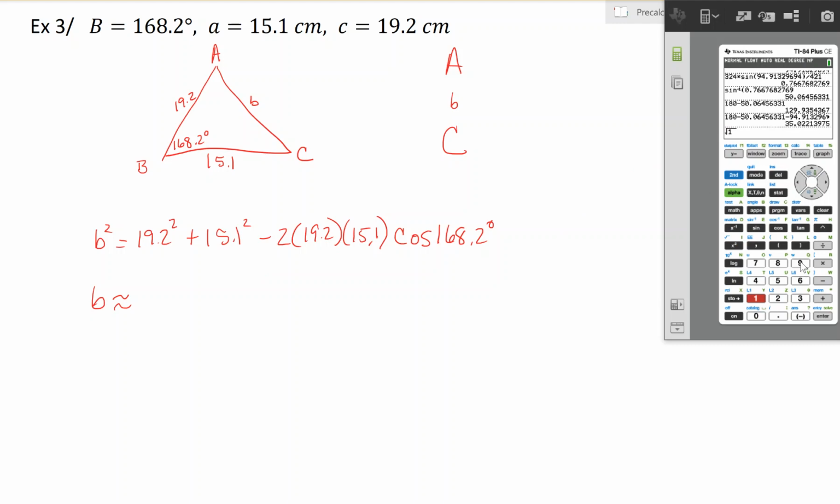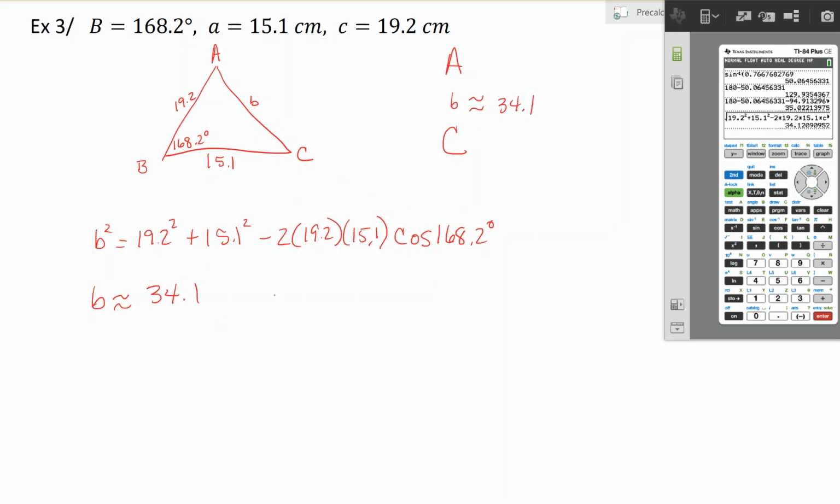Square root of 19.2 squared plus 15.1 squared minus 2 times 19.2 times 15.1 times the cosine of 168.2, and hit enter. We've already put that under the square root, so b is approximately 34.1. So b is about 34.1.